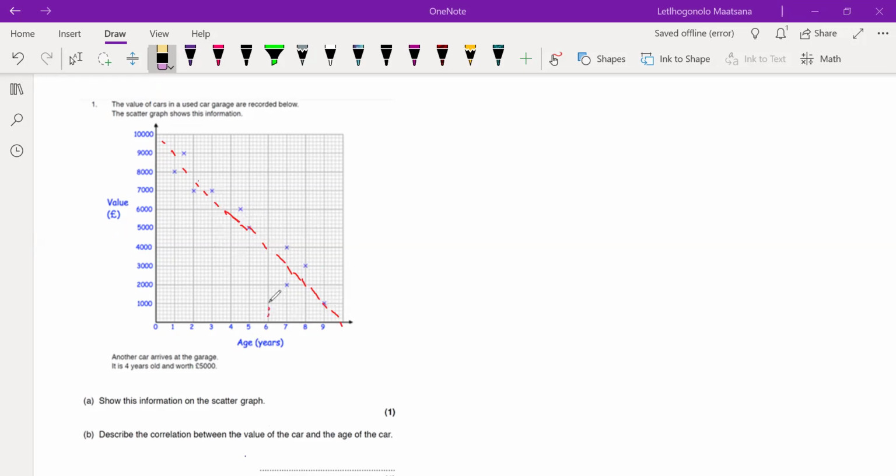We're going to go to year 6 and touch our best fit line and see which value it indicates on our y-axis, and that will give us £4,000. Is it believable? Yes, because we can see here at 4 years, it is worth £5,000. So we expect that at 6 years, it would be worth less than £5,000. So clearly we do have a nice best fit line here.